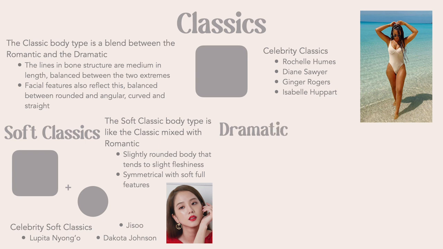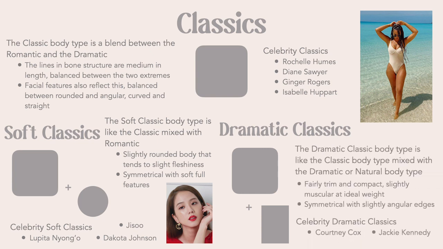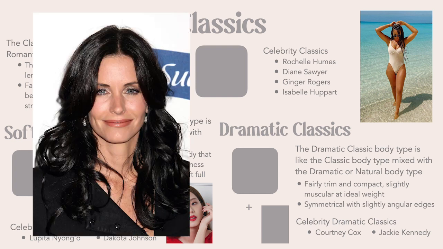But if you add some more angularity to the classic shape, you will get a dramatic classic. So their bodies are usually slightly muscular, and the bust, waist and hips will be somewhat straight. Again, they'll be very symmetrical, but they'll have a slightly squared bone structure. So a great celebrity example of a dramatic classic is Courtney Cox, and if you compare her with a soft classic like Lupita Nyong'o, you'll see exactly what I mean by soft and sharp facial features.